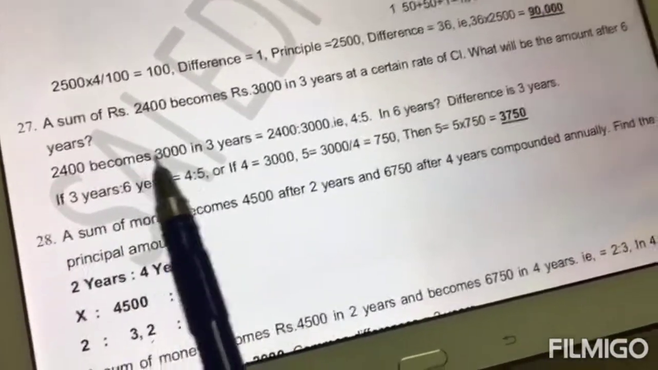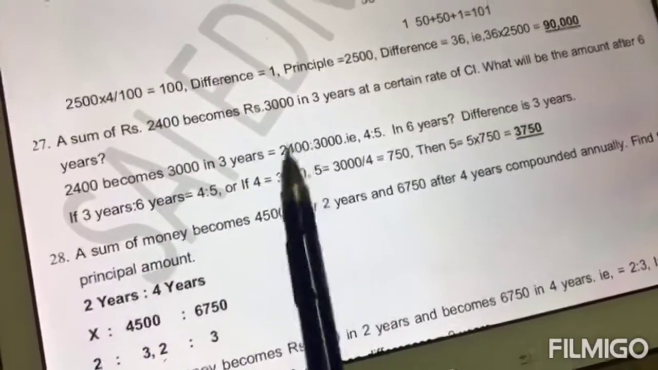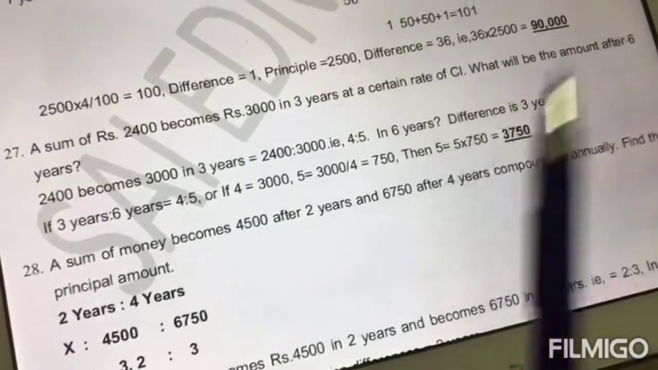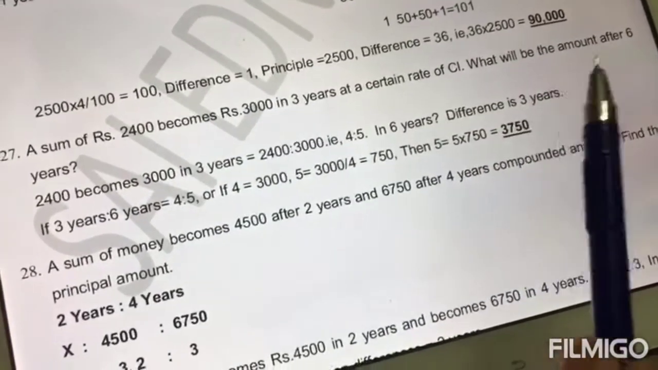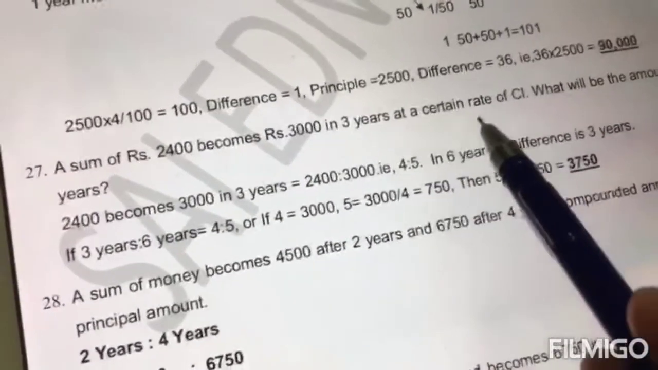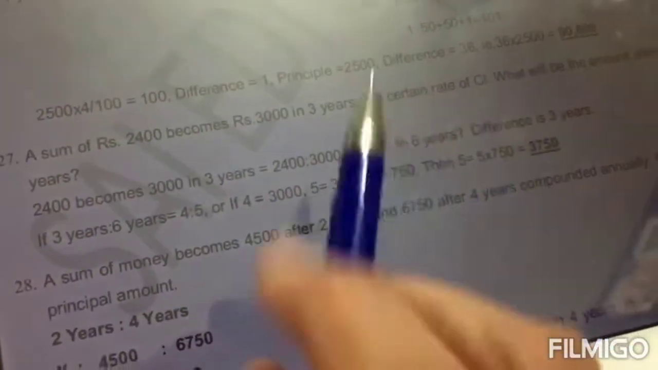Now number 27 is very simple. A sum of rupees 2,400 becomes 3,000 in 3 years at a certain rate of compound interest. What will be the amount after 6 years? So first of all, here we have to find the interest rate. We know how to do that. This is your P, this is A3, this is N, find R.